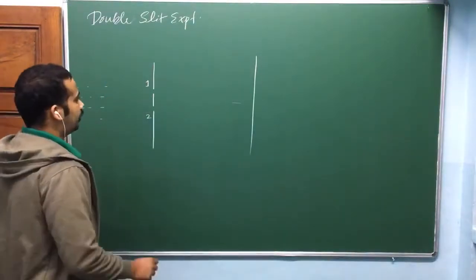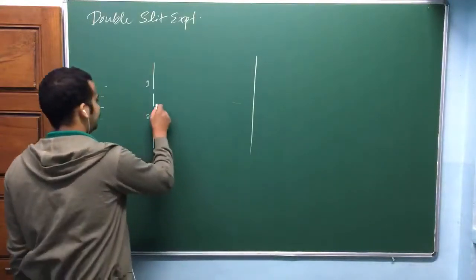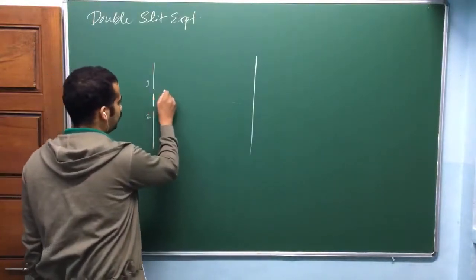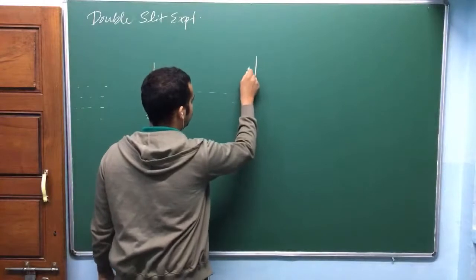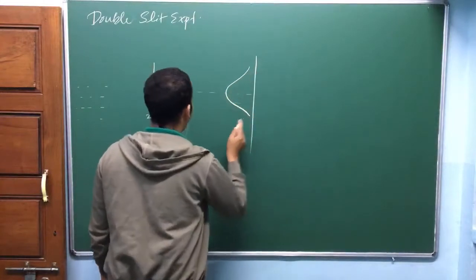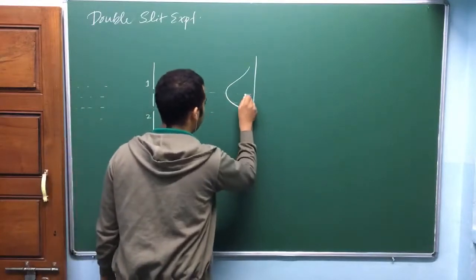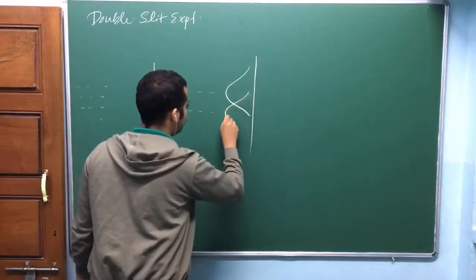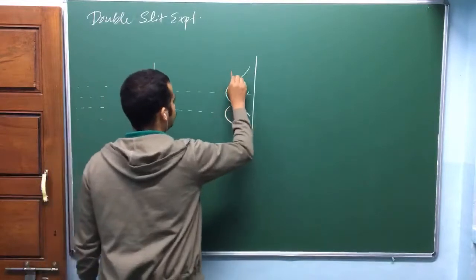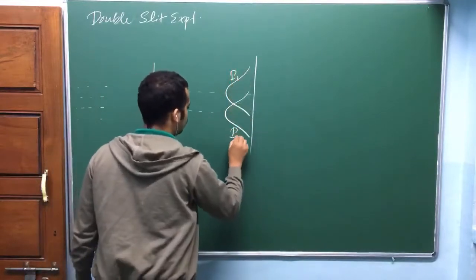We have seen that when we close slit 2, when we expose only slit 1, we got this pattern, isn't it? When we close slit 1, when we expose only slit 2, we got this kind of pattern. We call this one P1, and we call this one P2.